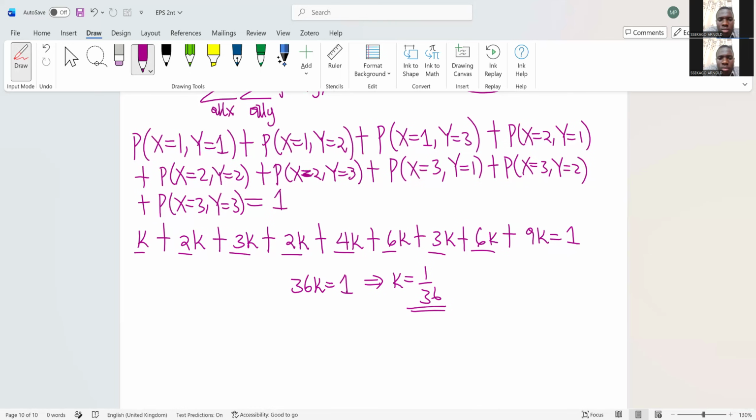Another example. I believe this should be the last example for joint discrete.